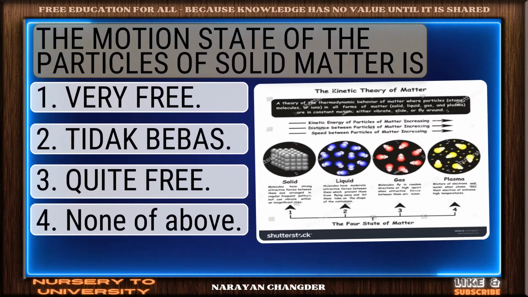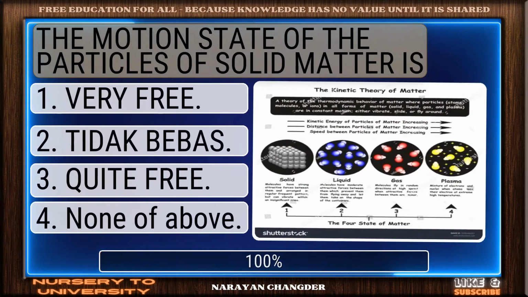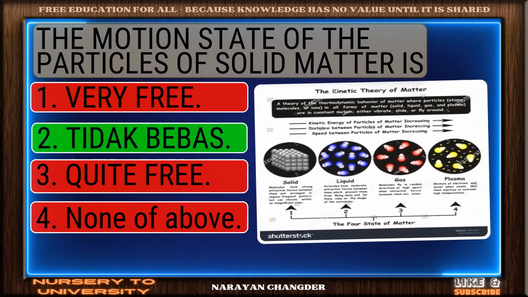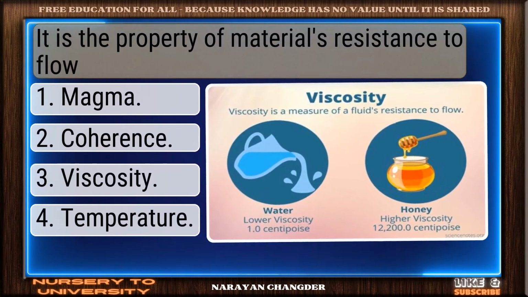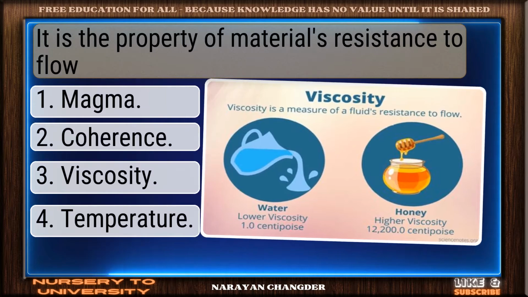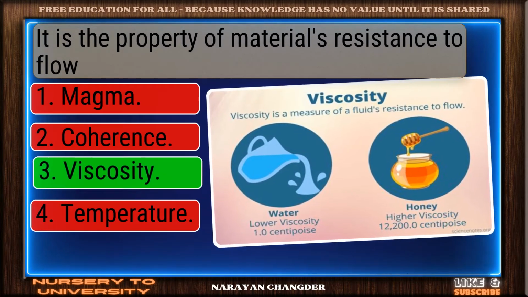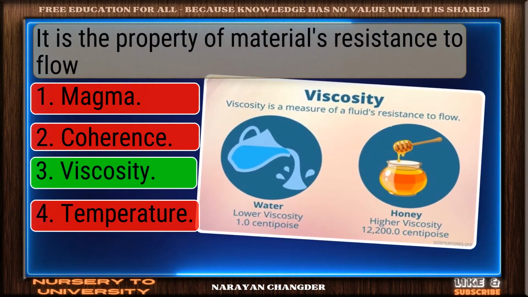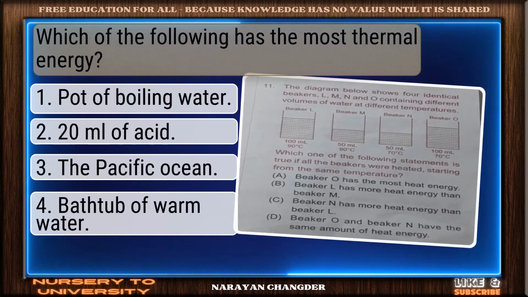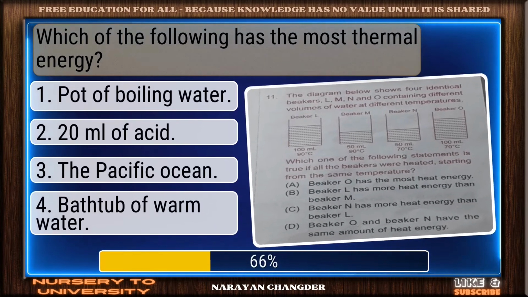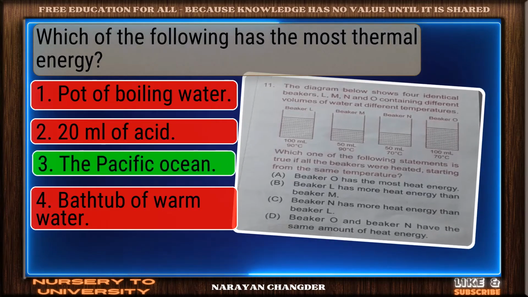The motion state of the particles of solid matter is. Excellent. Vibrating is a brilliant choice. It is the property of materials' resistance to flow. Excellent choice. Viscosity is the right answer. Which of the following has the most thermal energy? On track. The Pacific Ocean is the correct answer.